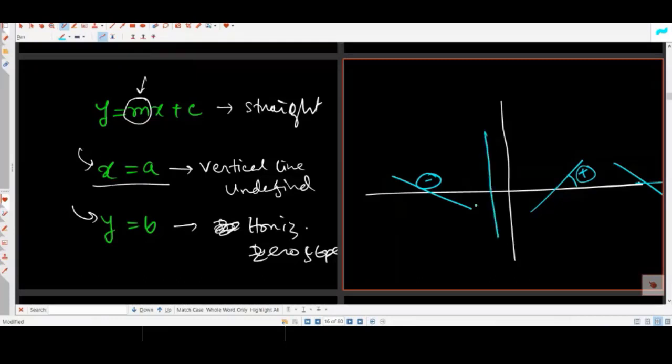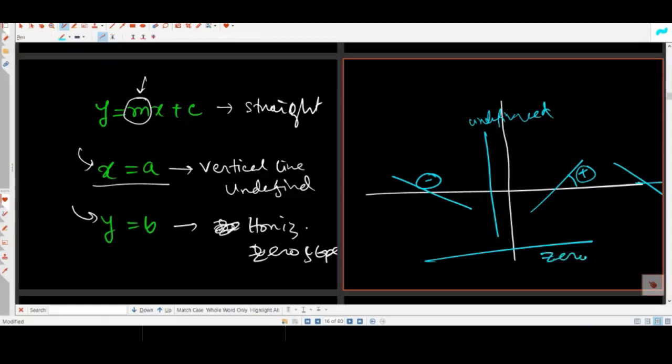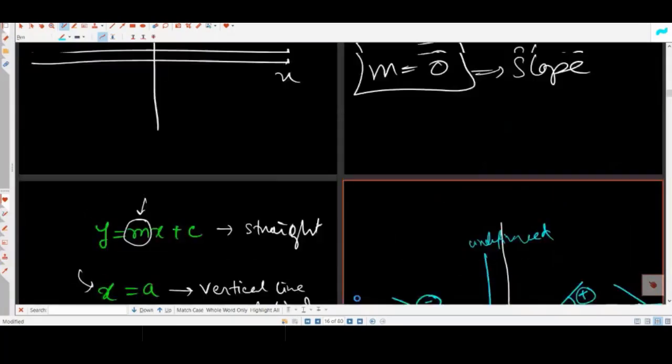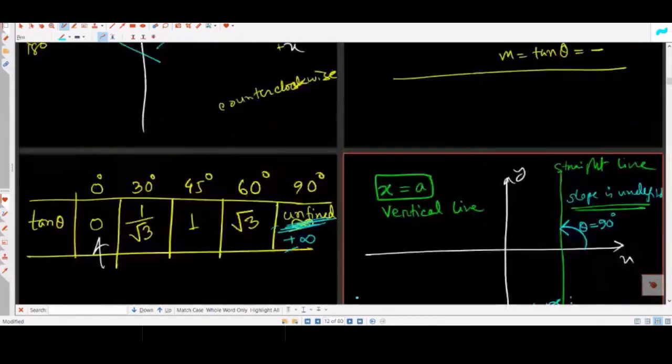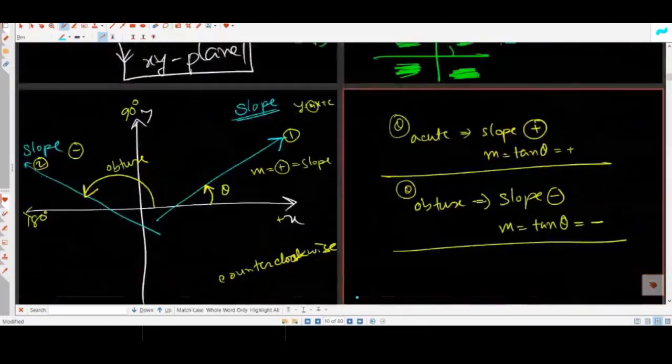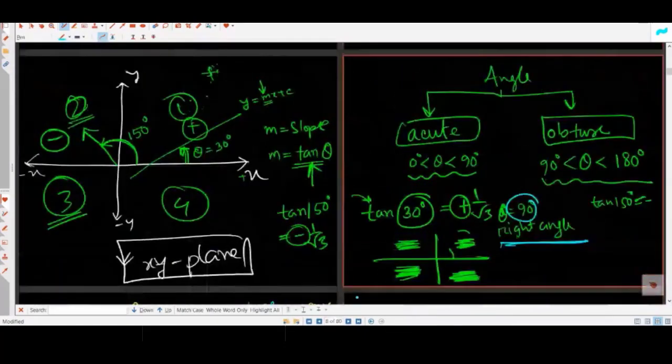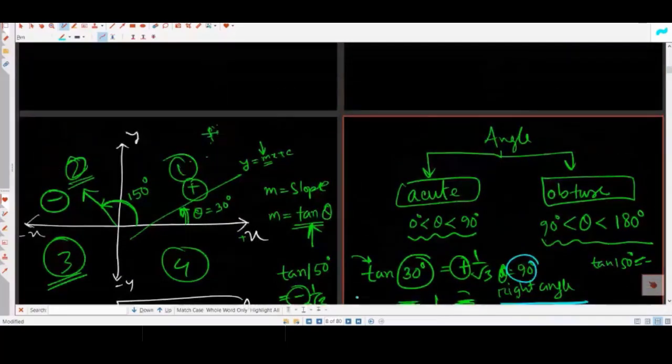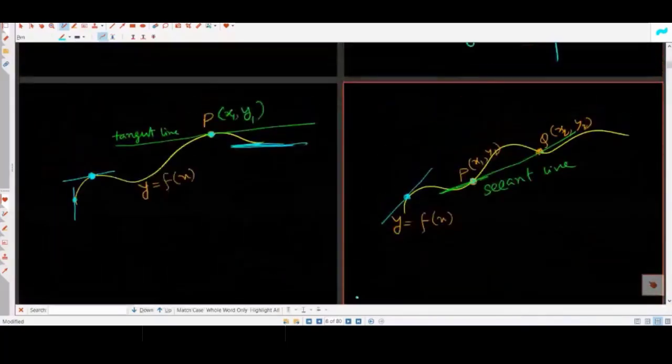Suppose we have a vertical line, slope will be undefined. Suppose we have horizontal lines, slope will be 0. So in the Cartesian plane, in the xy plane, you can understand by this. So we are talking about tangent line. For tangent line, we need to understand about the straight line. That's why I have described these concepts.